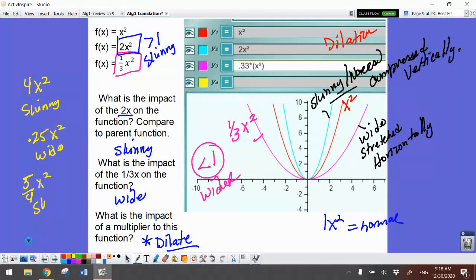Well, what if I give you 5/4 x squared? That one is actually going to be skinny. And the reason why is this is 1.25. So it has to be less than 1. So between 0 and 1 is where things are going to get wide. So pay attention to the multiplier to determine whether or not it's between 0 and 1 or if it's more than 1.